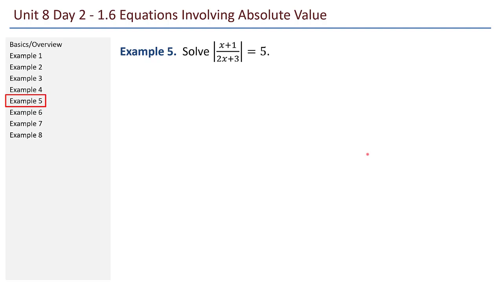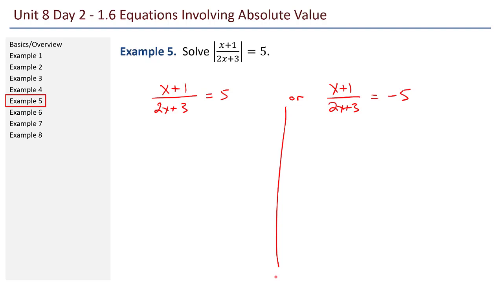Example 5. Solve the absolute value of x plus 1 divided by 2x plus 3 equals 5. This looks more complicated than the other ones, but it's really not. I just drop the absolute values and turn it into two different equations. So either x plus 1 over 2x plus 3 equals 5, or x plus 1 over 2x plus 3 equals negative 5. So let's just go through and solve these two equations.